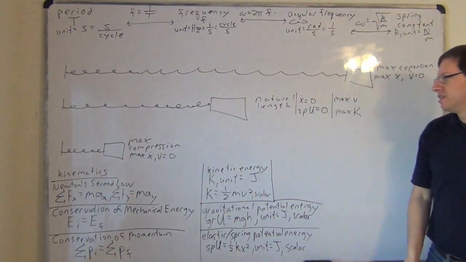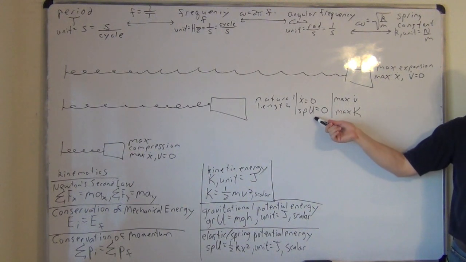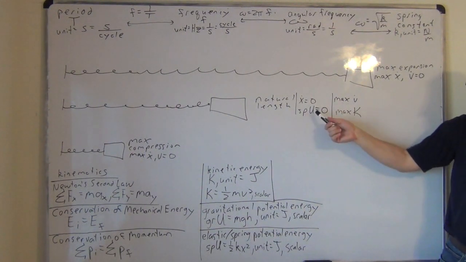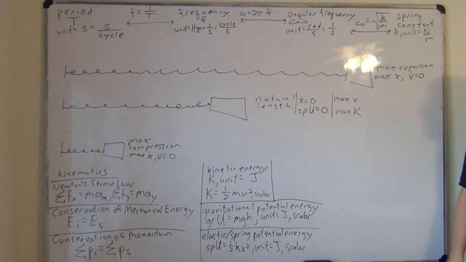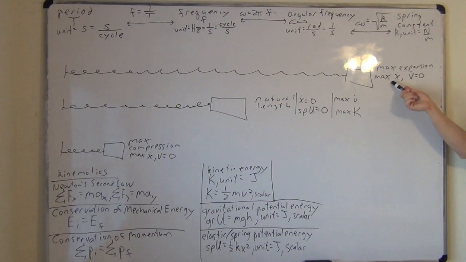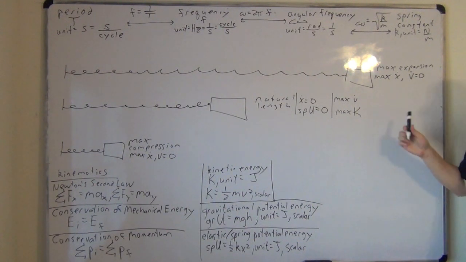So now we've completely described the key things to know about the natural length. The natural length is when there's no potential energy and it's all kinetic energy. Okay. So let's go back up here when you're ready to the maximum expansion. So at maximum expansion, what can we say about the spring energy? It's at its max. Because x is at the max.